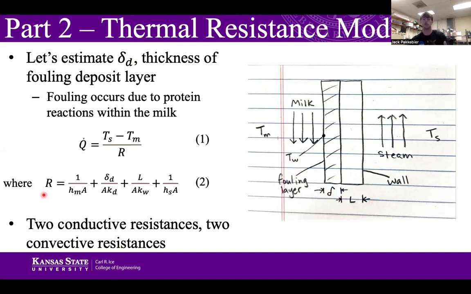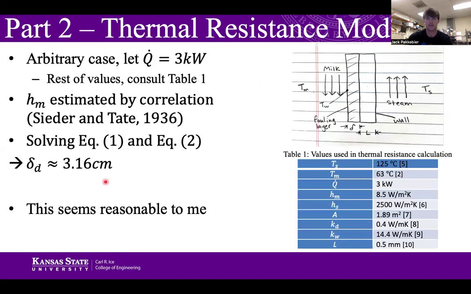So when determining the total resistance, you have to add them up. It's in series. You have nothing in parallel, so the current through them is all the same. But looking at this, we'll have two conductive resistances being from the two layers here, the fouling layer and the wall, and then we'll have two convective resistances from the convection going on in the milk and the convection going on in the steam. So yeah, let's go to the next slide.